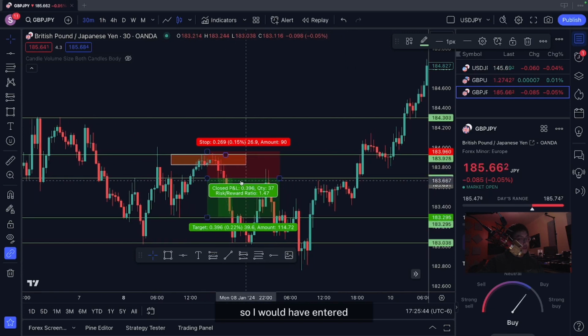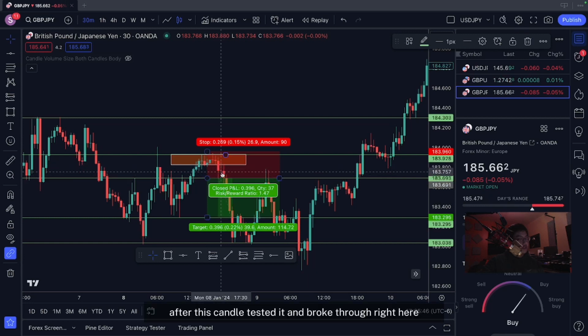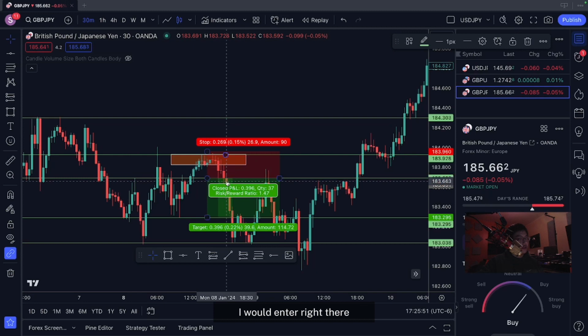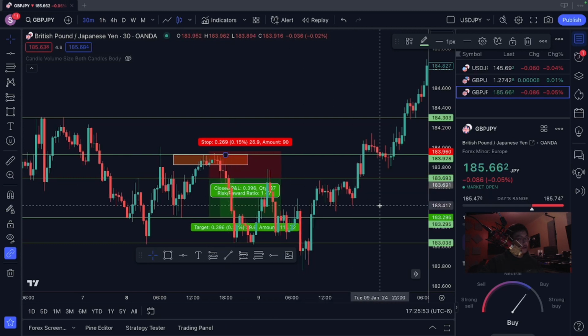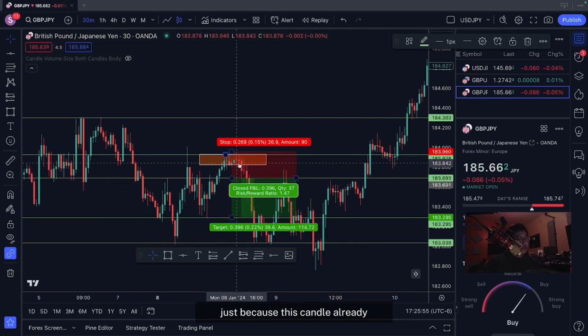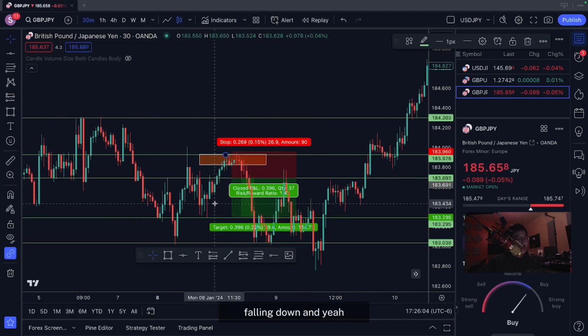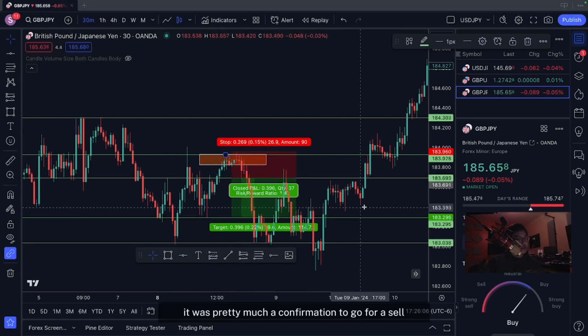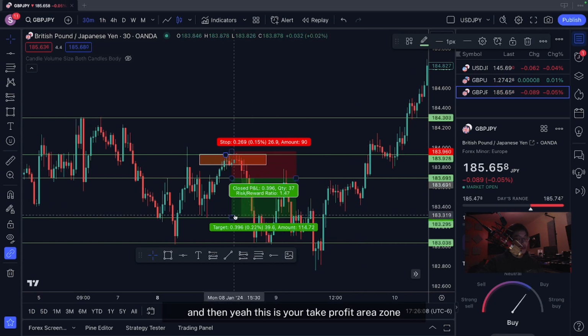So I would have entered after this candle tested it and broke through right here. I would enter right there, just because this candle already confirmed that it's not going to go back up, then you have 3 red candles falling down. And yeah, it was pretty much a confirmation to go for a sell. And then this is your take profit area zone.